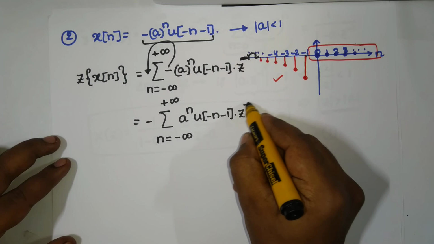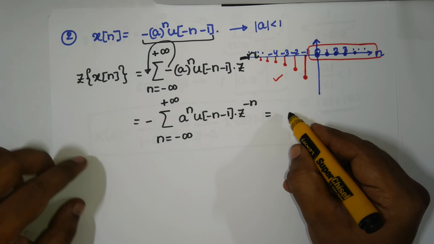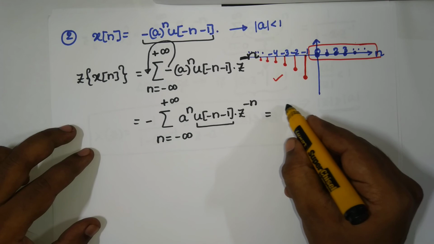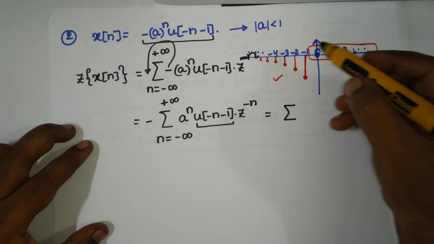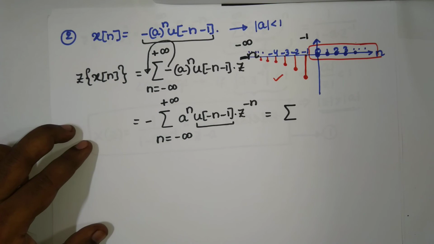So this is equal to what? Again, this term will shape things like this. Now from this we can understand that this sequence has life from minus infinity to minus 1. Yes or not?